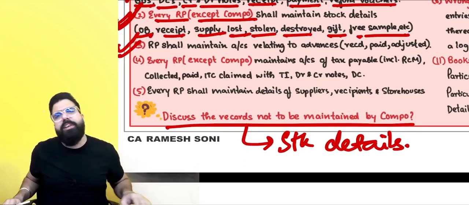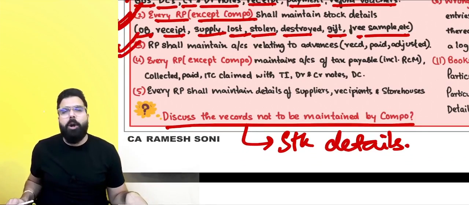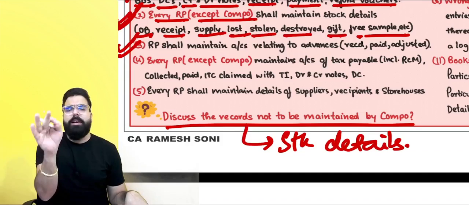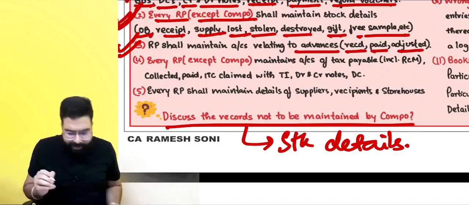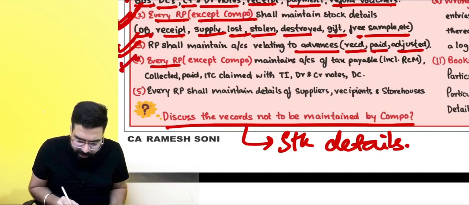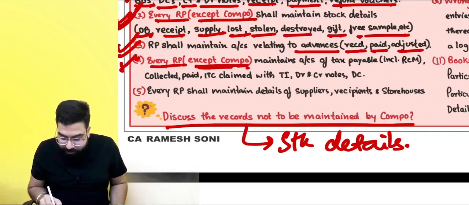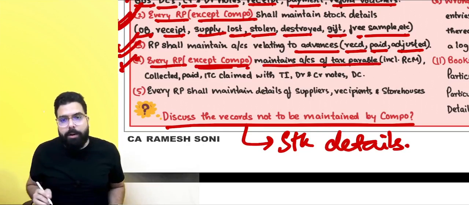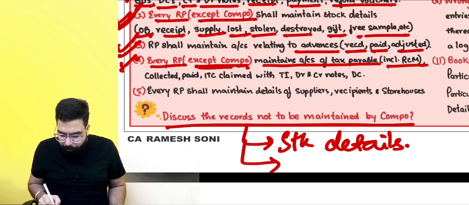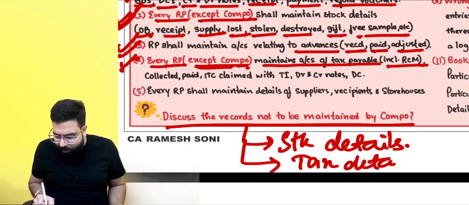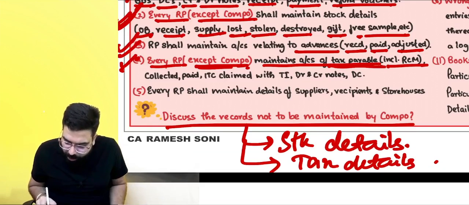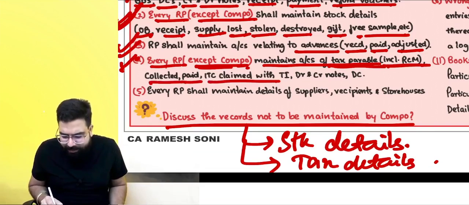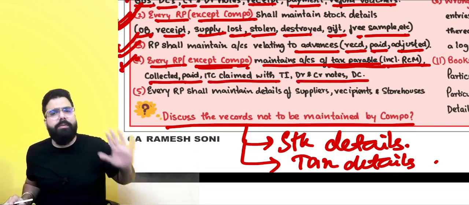Next, rule 56(3) says a registered person shall also maintain the details relating to the advances which he has received, paid, adjusted, everything. Next, rule 56(4) says every registered person other than composition shall maintain accounts of tax payable, including RCM. A composition dealer does not have to maintain tax related details. Then, sir, he shall maintain accounts relating to tax payable, including reverse charge, collected, paid, ITC claimed with tax invoice, debit note, credit note, and delivery challan.